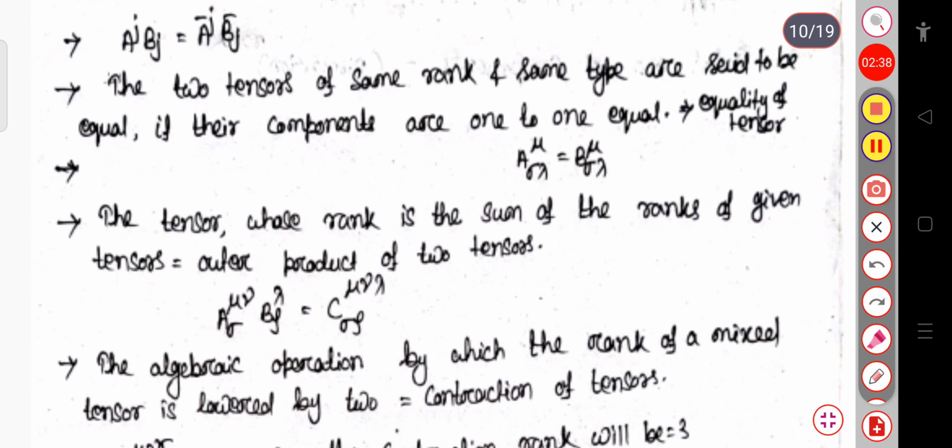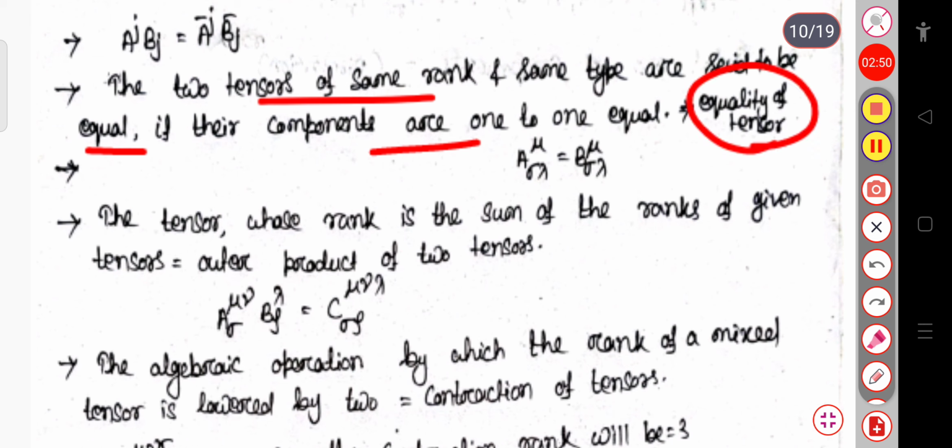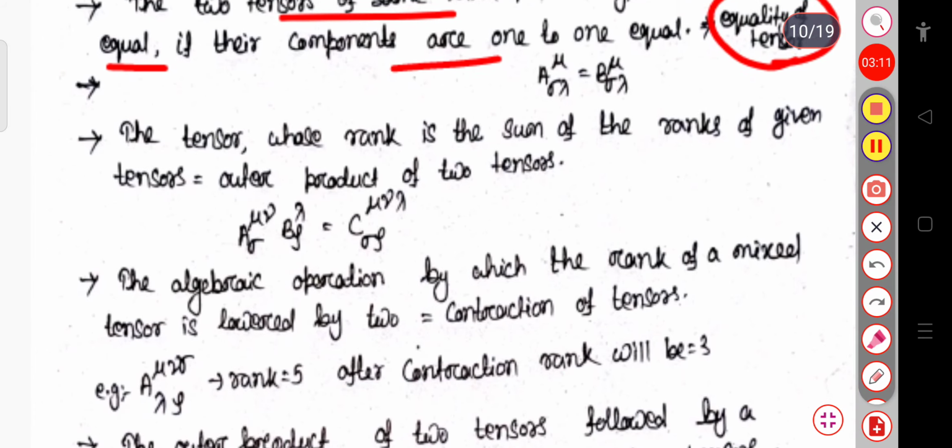Then the next: if there are two tensors of the same rank and the same type, they are said to be equal if their components are one to one equal. That is called the equality of tensors. So here suppose the index is mu, and here also the index is mu; if the index is sigma, it is also sigma; if the index is lambda, here also the index is lambda. So we can say that this is one to one equal, and it is called the equality of tensors. That is, the two tensors are equal.